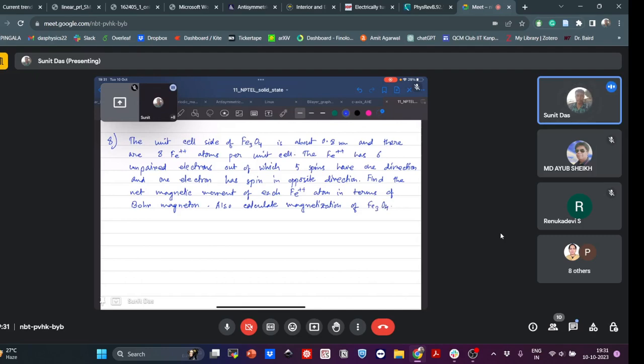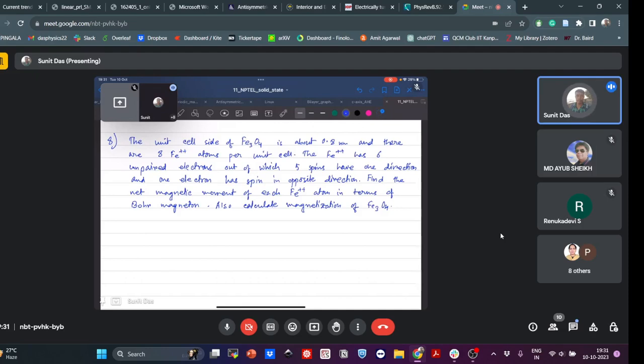Okay, so the next question is: the unit cell side of Fe3O4 is about 0.8 nanometer and there are 8 Fe++ atoms, basically 2 electrons have been pulled out. So 8 Fe++ atoms per unit cell. Now each Fe++ has 6 unpaired electrons, out of which 5 have spins in one direction and 1 electron has spin in the opposite direction.